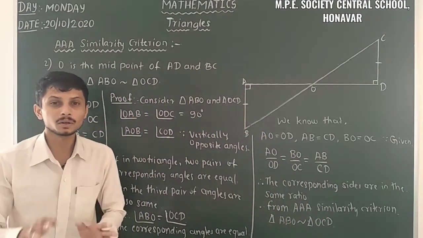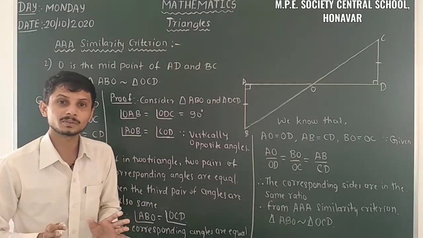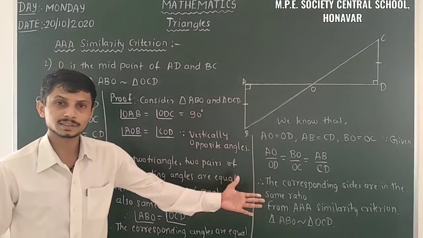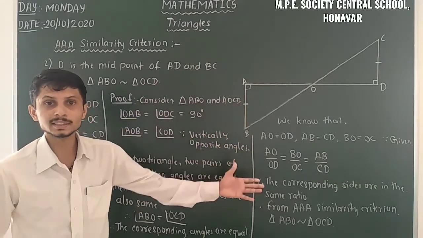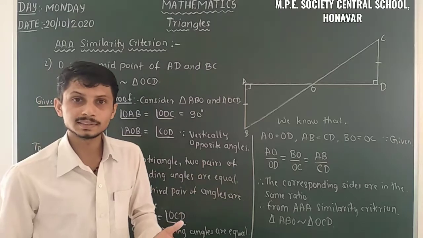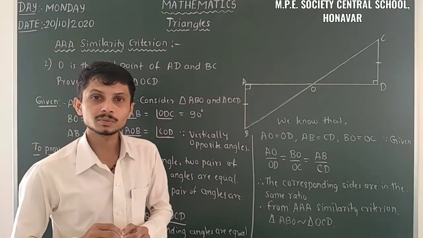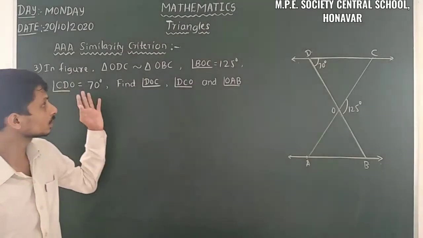So in every part of the problem we have to consider two triangles, and then find what corresponding angles are equal and what corresponding sides are proportional. If those two conditions are satisfied with the AAA similarity criterion, then we can easily take those two triangles as similar. So let us move on to the third problem.